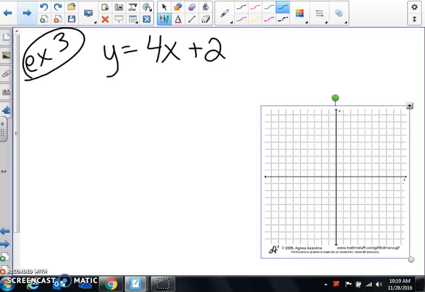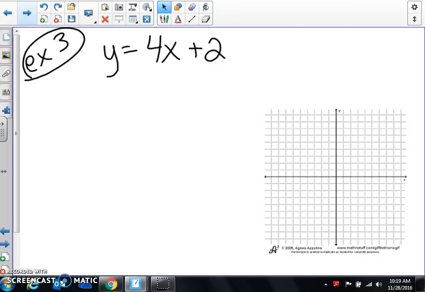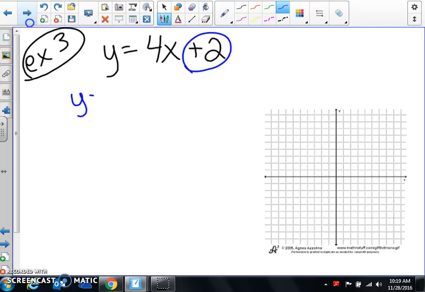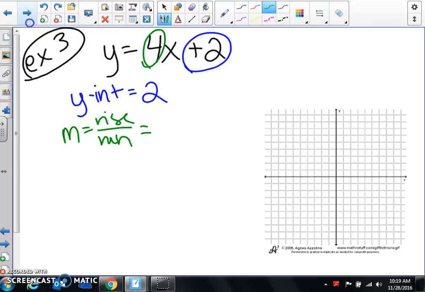Alright, so it's in y equals mx plus b for me. Lucky me. So I'm going to go ahead and find my y-intercept, which is 2. Then I'm going to find my slope, which is rise over run, which is 4. Now remember, slope is going to be a fraction. So I can think, okay, what can I put 4 over so it's still 4? The answer is 1. So if you have an integer, which is just a number, not a fraction, you need to put it over 1. So I go to the y-intercept first, to +2.